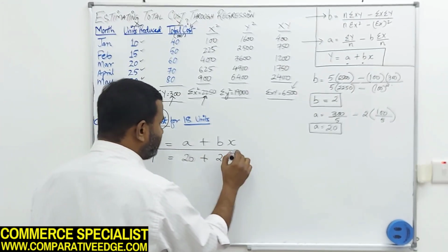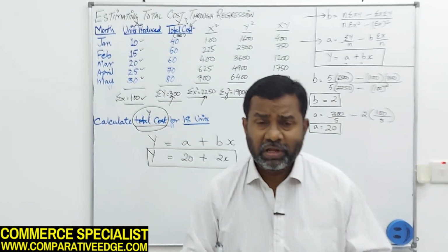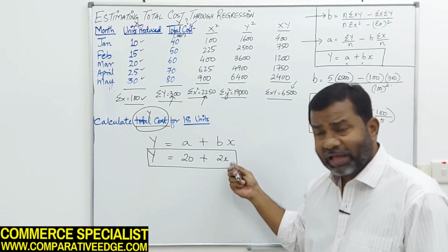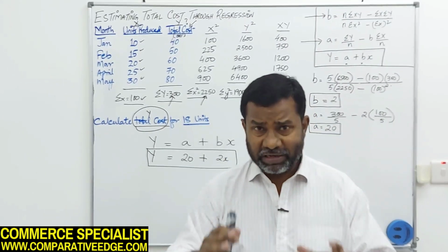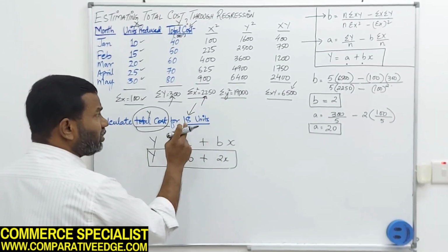Now this becomes a magical equation. Why am I calling this a magical equation? Because you can put any amount for X and that will give you the value for Y. For example, in our situation, we are supposed to calculate total production cost for 18.